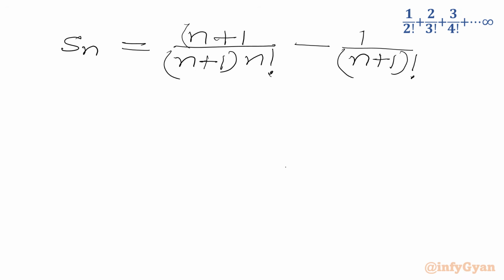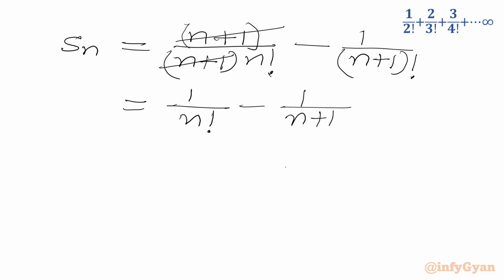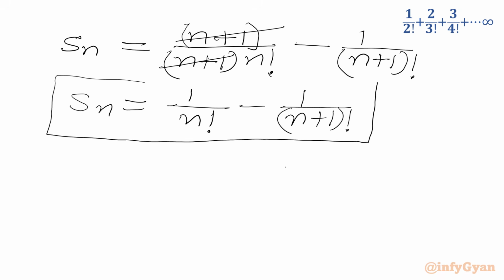Now we can cancel n plus 1 from the numerator and from the denominator. So we will get 1 over n factorial minus 1 over (n plus 1) factorial. This is the general Sn. Now we have to plug in n equal to 1, 2, 3, 4 up to infinity.